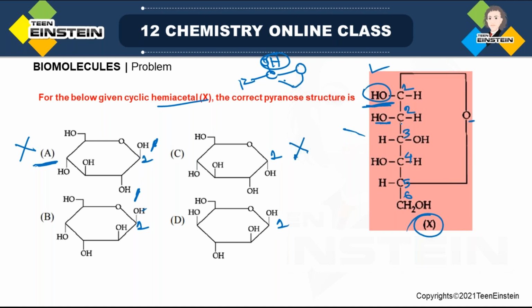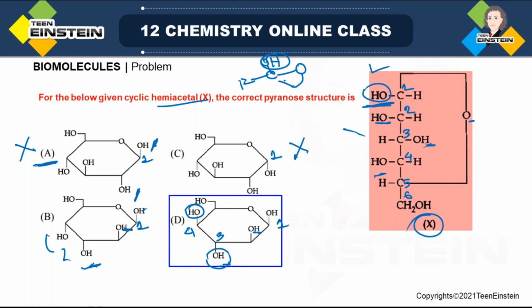Now, if you further see 2 and 3, these two OH are anti to each other. That is also the same in both option B and option D. Then carbon numbers 3 and 4, the two OH are anti to each other. See here, 3 and 4 are anti to each other. But in option B, they are on the same side. So based on all this, what conclusion can we reach? Which option is correct? Obviously it is option D. Okay. So in this way we can choose the correct option. So here we have basically found the correct pyranose structure.